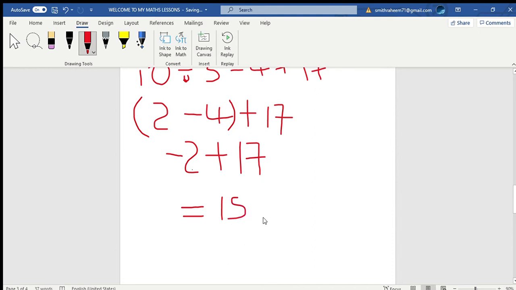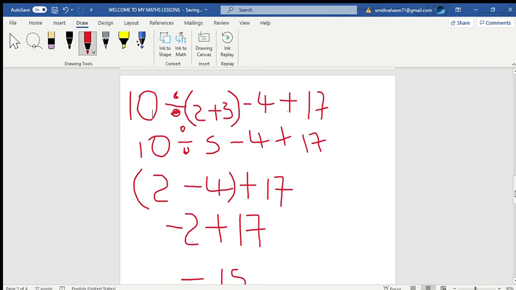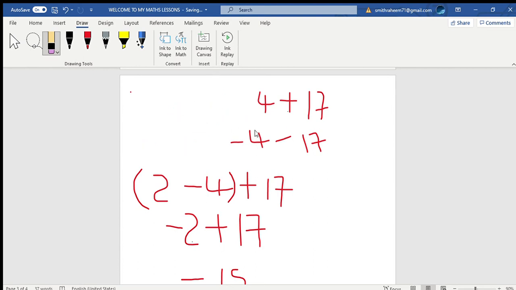Okay, so this is your answer for this question. You could write down this information, and also try it yourself and let me know if you got the same answer, which is 15. Okay, so I want to do our next problem.